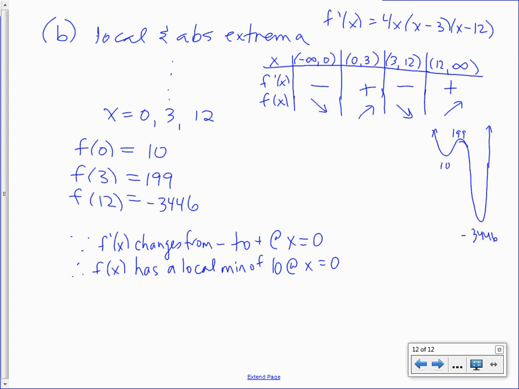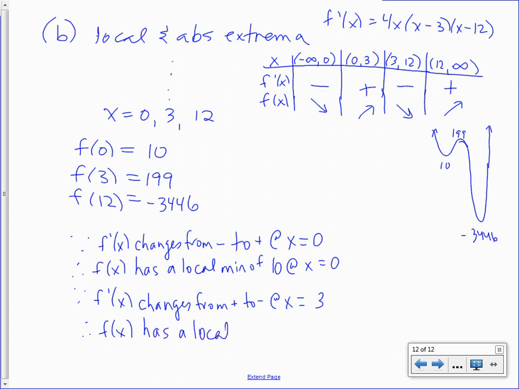I don't need to write anything more than that because it's not also absolute, right? There's another min that's going to be a lot bigger. So I'm just going to leave that. Two more since therefores. Since f prime at x changes, well, I'm going to do it separately, from positive to negative at x equals 3, therefore f at x has a local max of 199 at x equals 3.